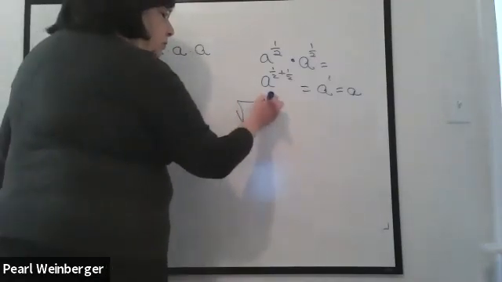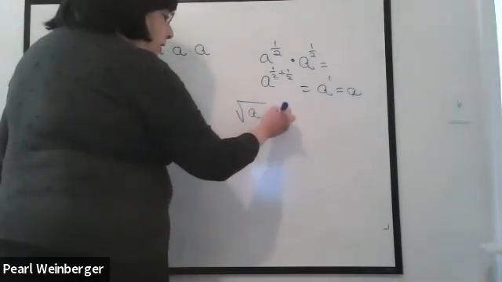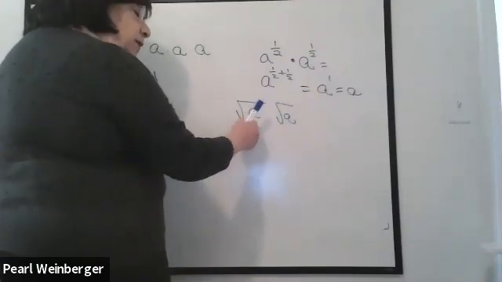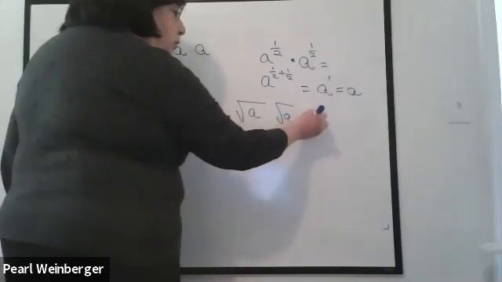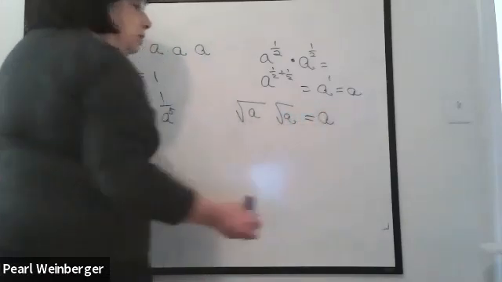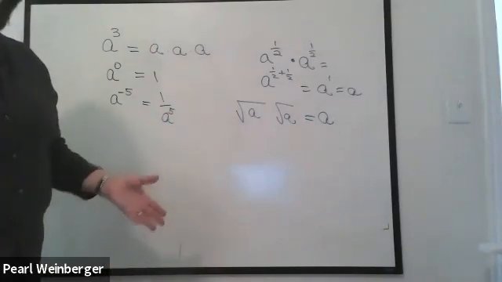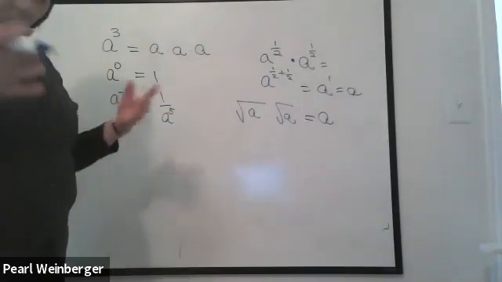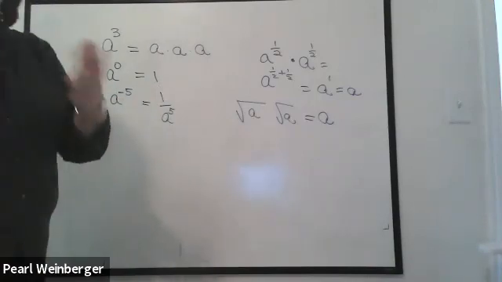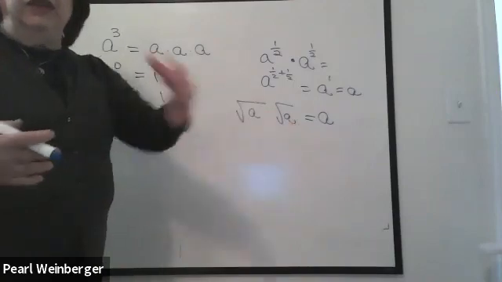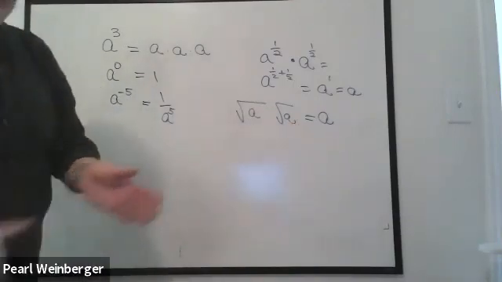And that's with the square root. If I do the square root of a times the square root of a, we've talked about this. When you multiply a radical by itself, it just removes the radical. It just gives you plain a. The square root of 25 times the square root of 25 is 25. The square root of 7 times the square root of 7 is 7. Anytime you're multiplying a radical by itself, it gives you what's inside the radical.